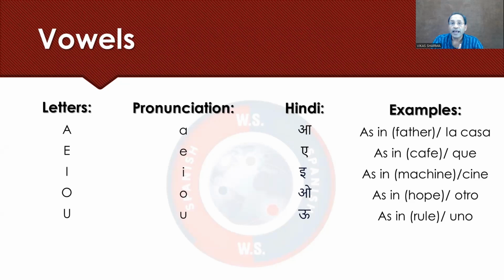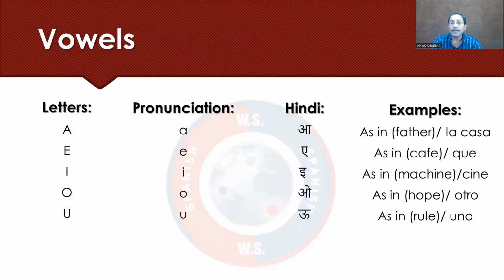A, as in cafe. E, as in machine. O, as in hope. U, as in room. Now let's do it again in Spanish. A, la casa. Wherever the vowel A will come, you'll pronounce it as A.